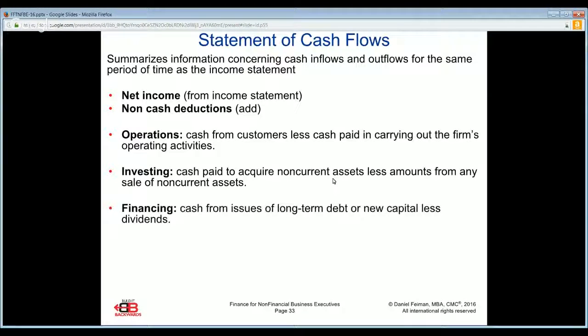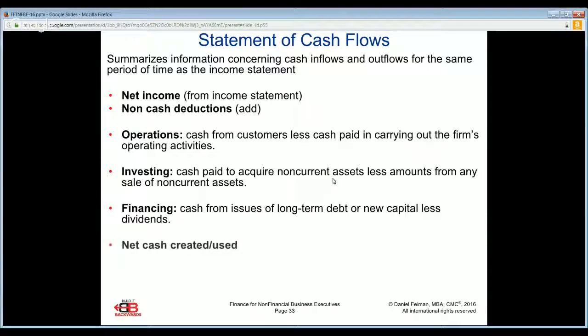The third section is our financing section. This refers to new debt that we're acquiring, that's a source of cash. Old debt we're paying off, that's a use of cash. New sale of stocks, that's a source of cash. Paying out cash dividends, that's a use of cash. Some years we will be generating more cash in financing, some years we'll be using more cash in financing. It just gives us the breakdown and the detail.